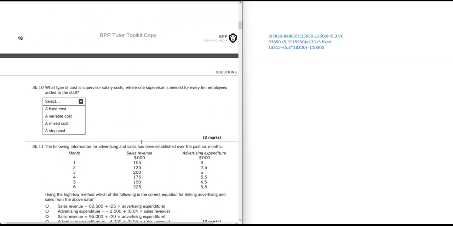What type of cost is a supervisor's salary cost when one supervisor is needed for every 10 employees? I remember I gave this example in step cost. So this is an example of step cost.